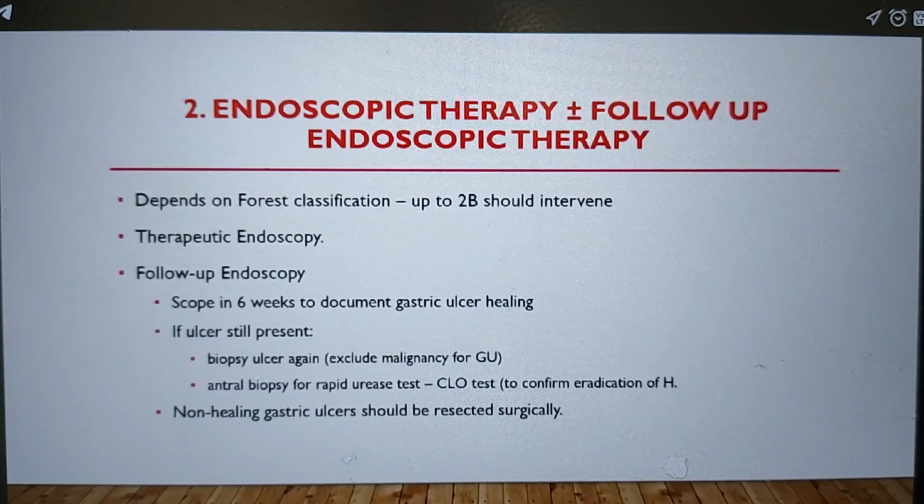Usually we will repeat the scope in 6 weeks to document gastric ulcer healing. However, if the ulcer is still present, we will do another biopsy of the ulcer, just to exclude malignancy for gastric ulcer. Then we will do an extra biopsy for a urease test to confirm the eradication of the bacteria. However, if there's a non-healing gastric ulcer, we will do resection.